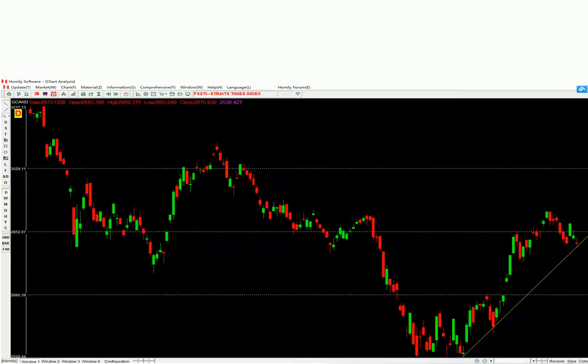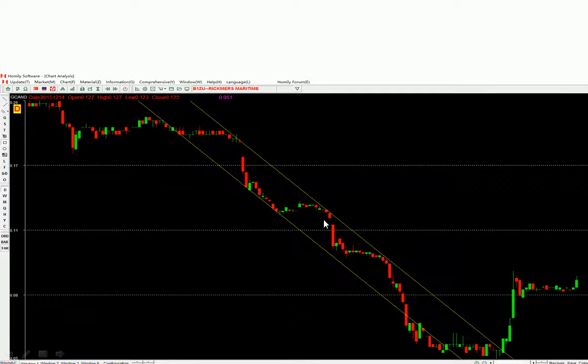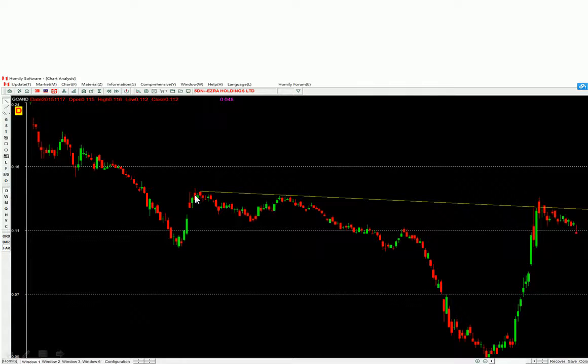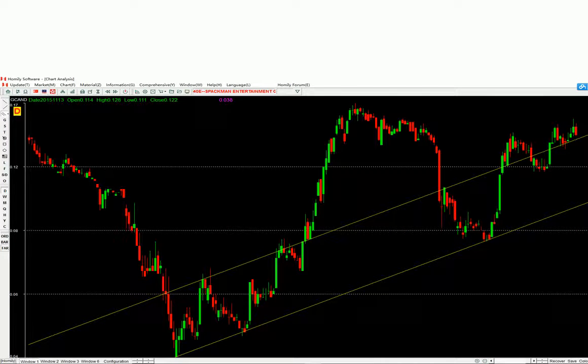Okay. Then we can see the next one. This one is the same. 1, 2, 3. So at least 3 points touch the trend line. The downtrend line is effective. Okay. Then we can see the next one. This one. 1, 2, 3. 3 points touch the trend line, which means that the trend line is effective. Okay, so this one is the same. 1, 2, 3, and here is also the same.